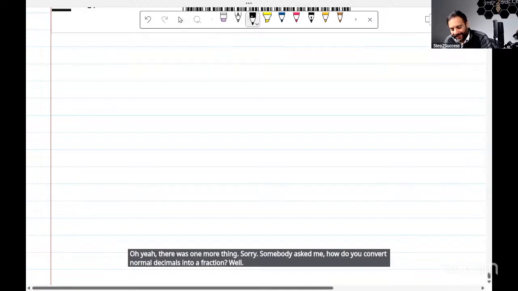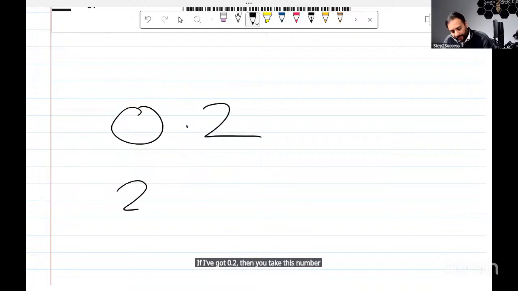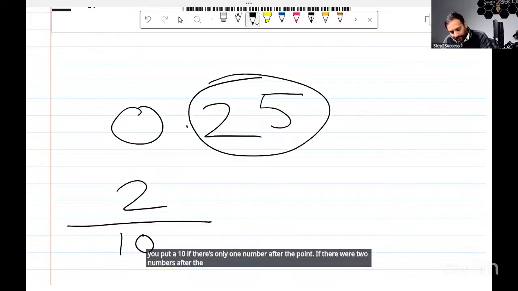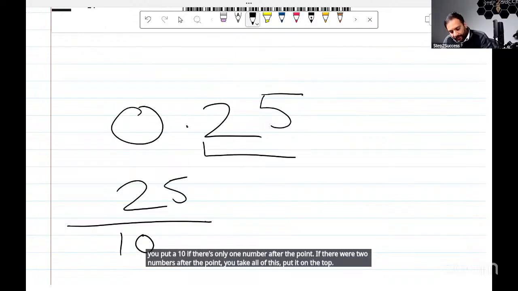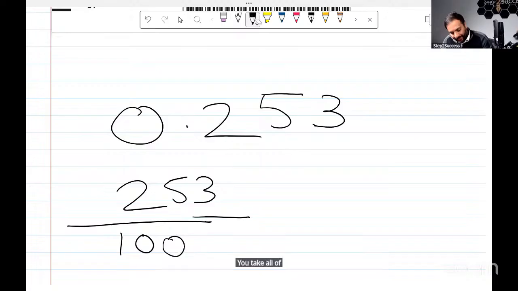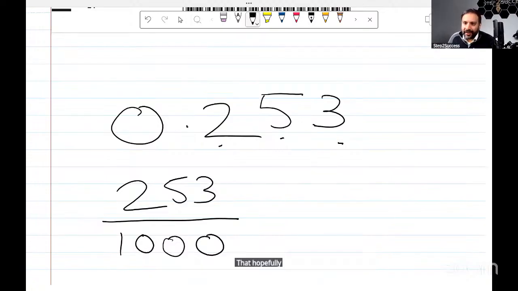Decimals to fractions is, I think, really simple. If I've got 0.2, then you take this number, put it on the top, and on the bottom you put a 10 if there's only one number after the point. If there were two numbers after the point, you take all of this, put it on the top, and put it over 100. So 25 over 100. If there were three numbers, 253, because there's three digits after the point, it's 253 over 1,000. That hopefully explains how to convert decimals to fractions.